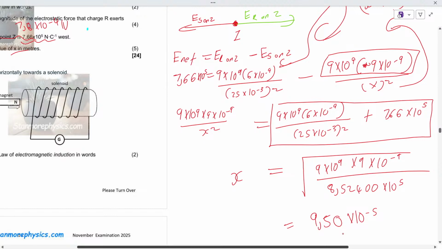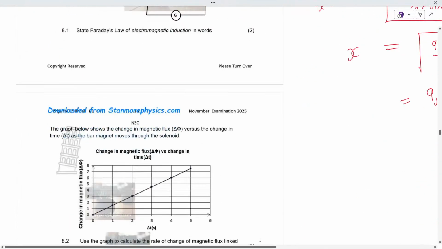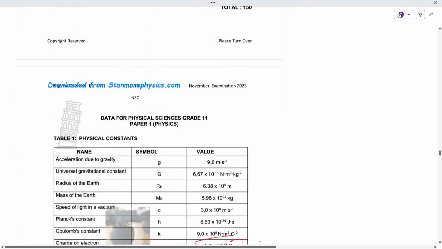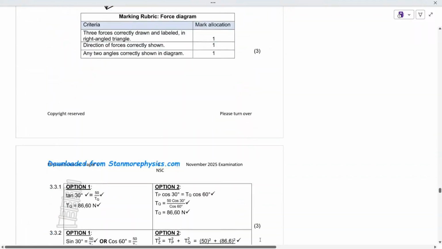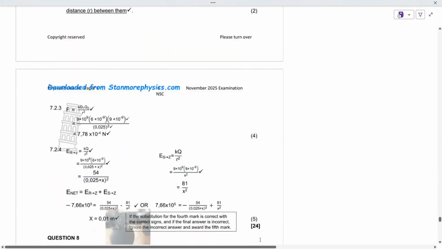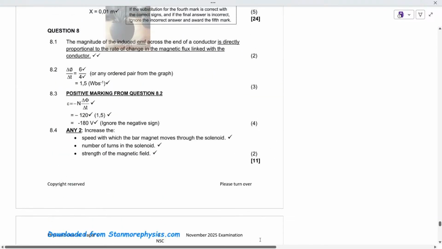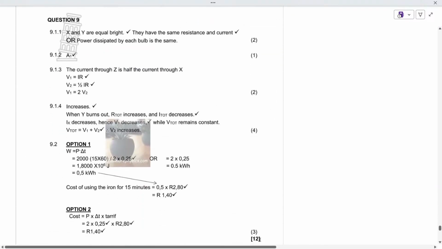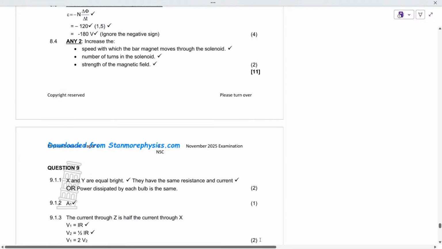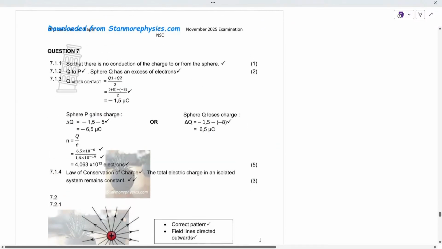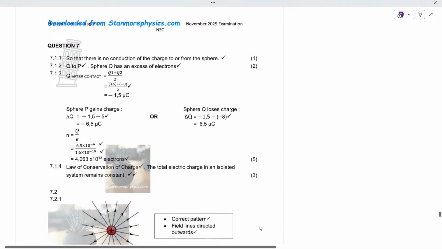Okay, so I also got the same answer. I think now we can just go and verify our answers and then we'll see. Okay, let's go and verify. It's question 7.